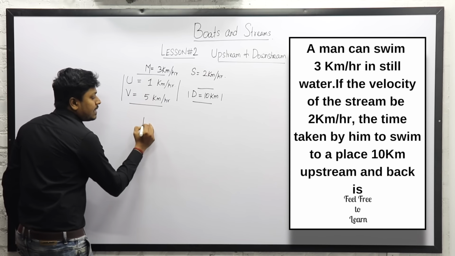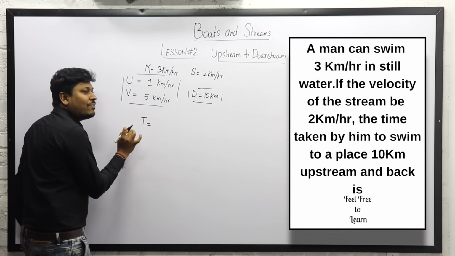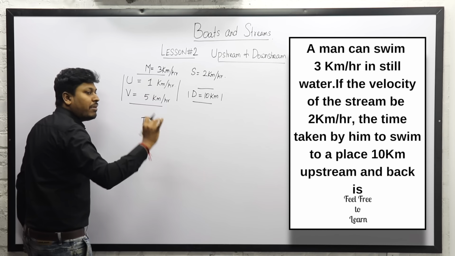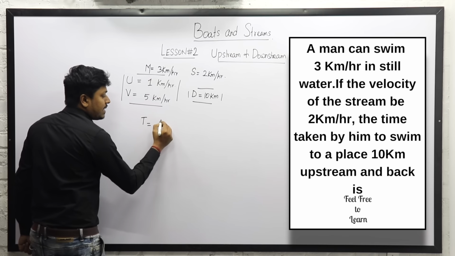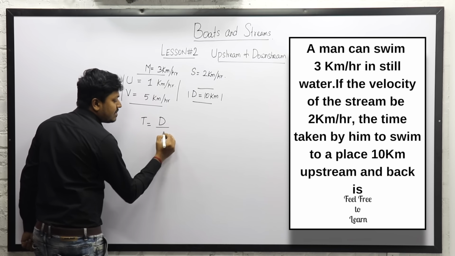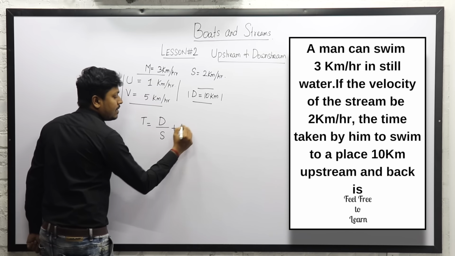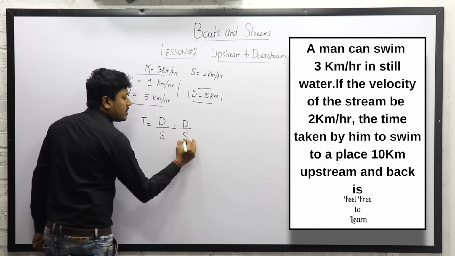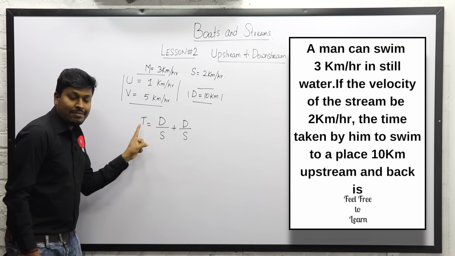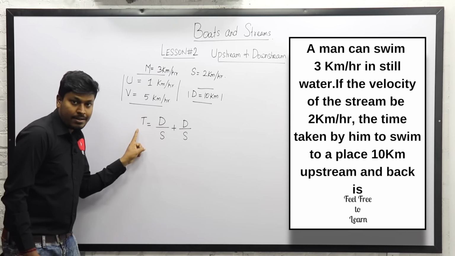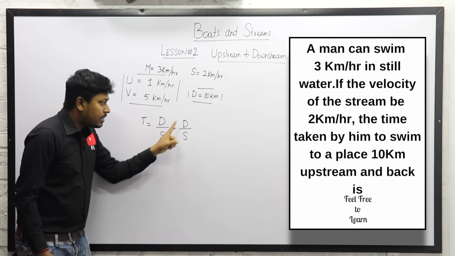Just see here, our target is to find the time taken. What is the basic formula for time? Speed is equal to distance by time. So time is equal to distance divided by speed. This term is distance divided by speed for upstream, plus distance divided by speed for downstream. Our target is to find the total time taken, so time taken is equal to upstream plus downstream.